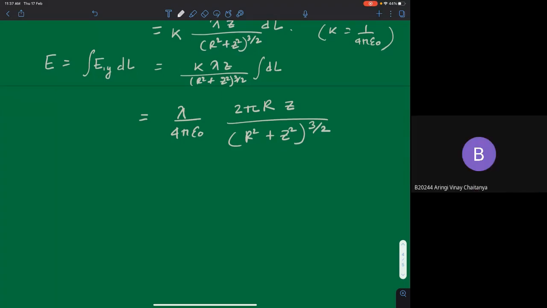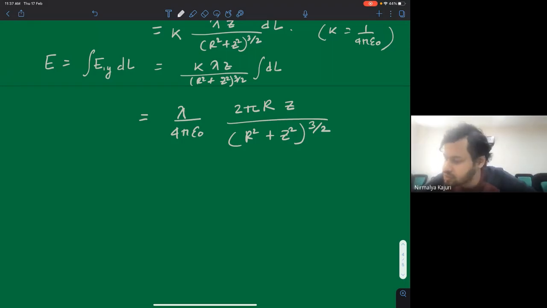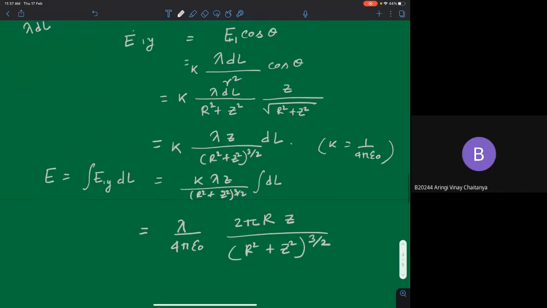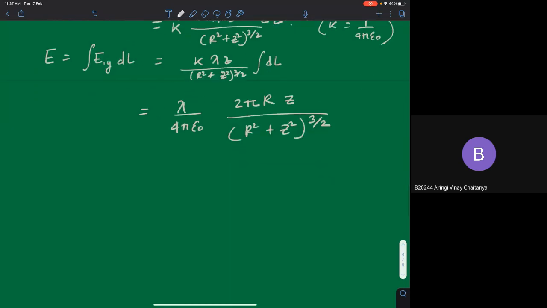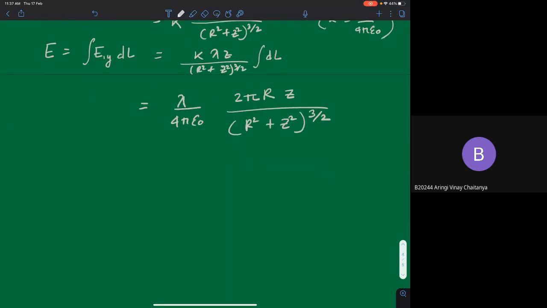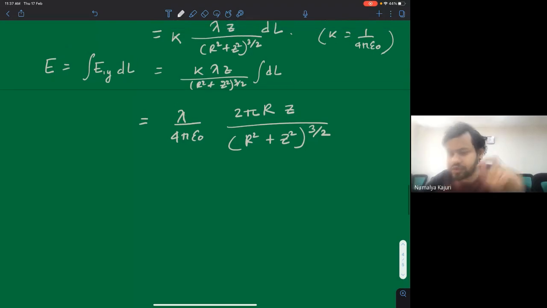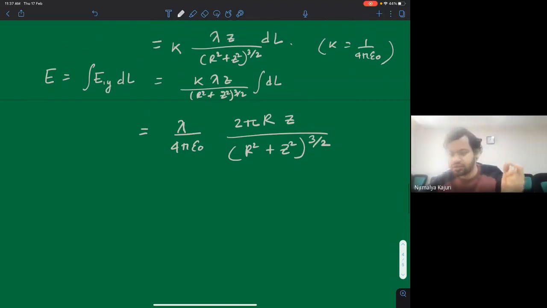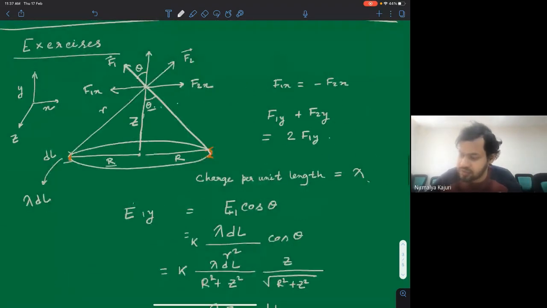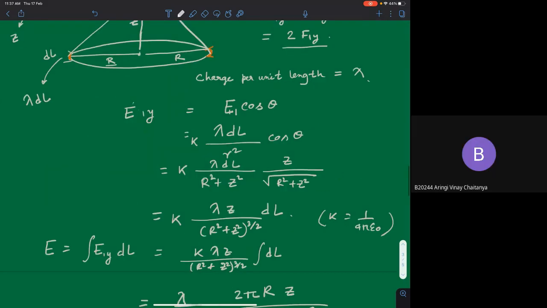Into 2? Into 2y? Because the y coordinate is counted twice, should be counted twice. Yes, but we integrated over the full length. So this 2 came from when we were adding these two diametrically opposite guys, right? Okay, sir. Understood.